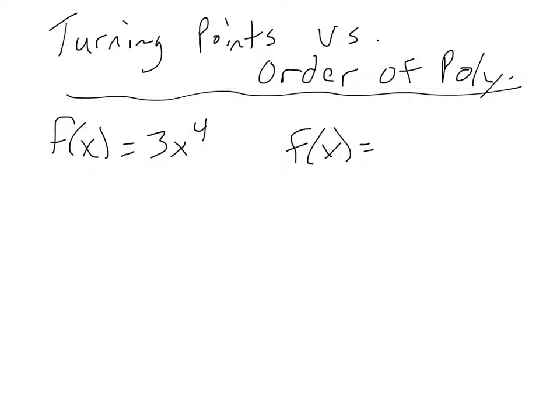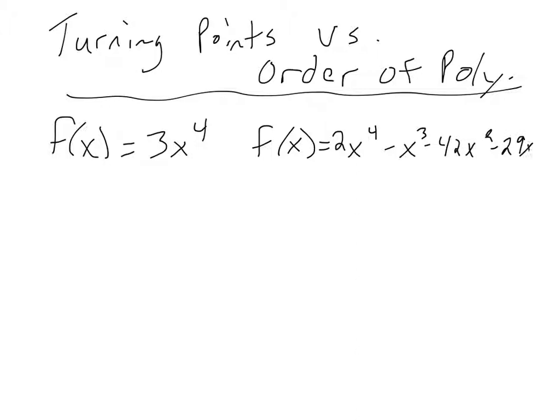So let's look at 2x. I'm going to need more room for that. We'll look at the function f of x equals 2x to the fourth minus x cubed minus 42x squared minus 29x plus 70.